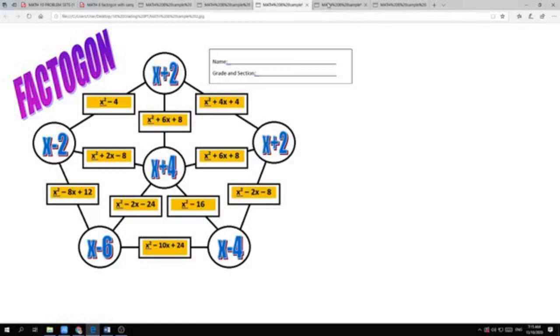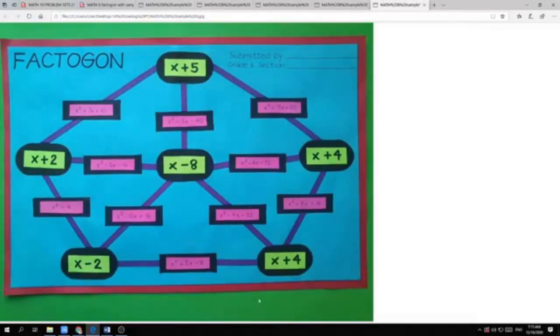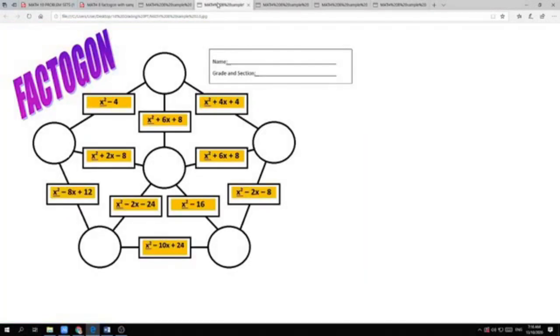Okay, next. Here is another example. So I have here oblongs and rectangles and the answer key here. Now the game itself, meaning the oblong is blank, I don't have one to show, but you need to have that. So take note, what you are going to be submitting will be this and this, the answer key. This one is simply the game that you will be administering to the person or students who will be answering your Factogon. And of course, the answer key.